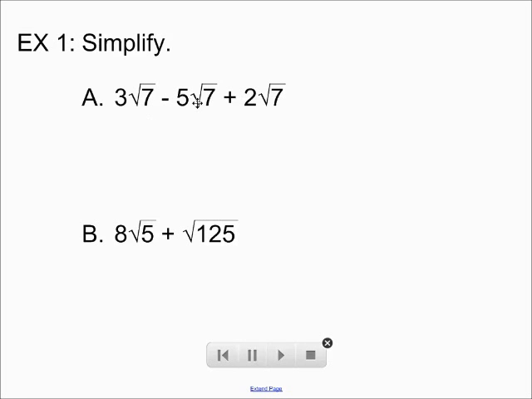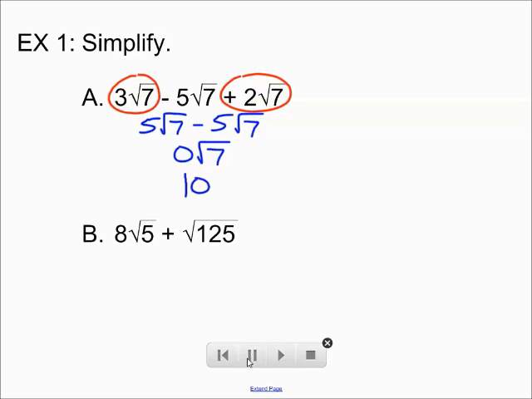Now in example A, all three of these terms are like radicals. They all have the square root of 7. So you can add these in any order you want. I like to add the positives first. And then that's 0 times the square root of 7, which is 0. Again, if you went 3 minus 5 is negative 2, and then negative 2 plus 2, you're still going to get 0 times the square root of 7, which is 0. Addition is commutative. You can do it in any order you want, so you're going to get to 0 no matter how you do this.